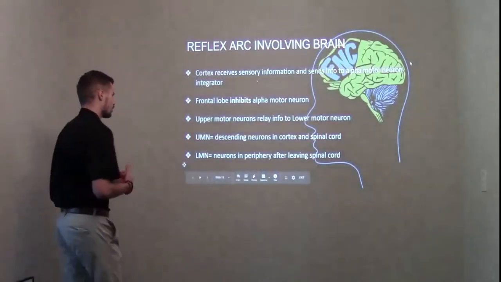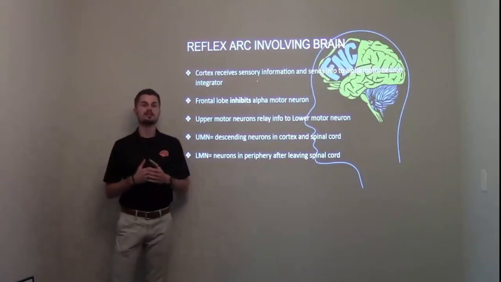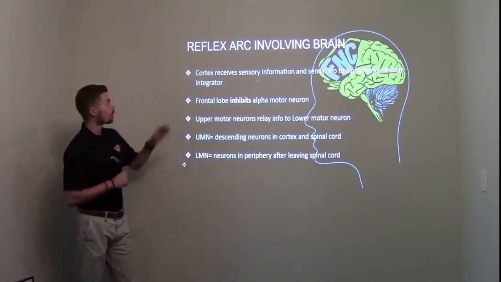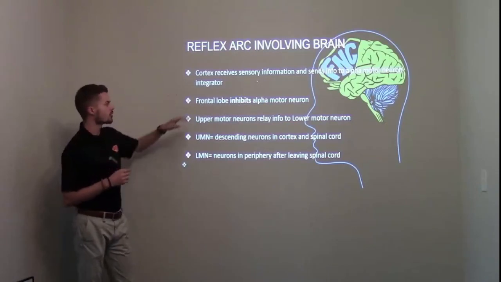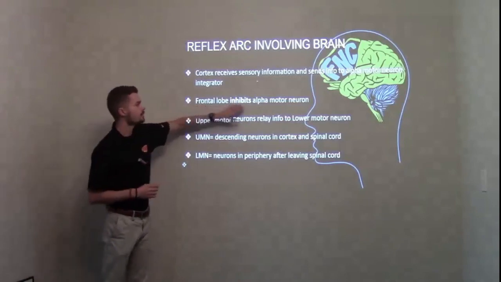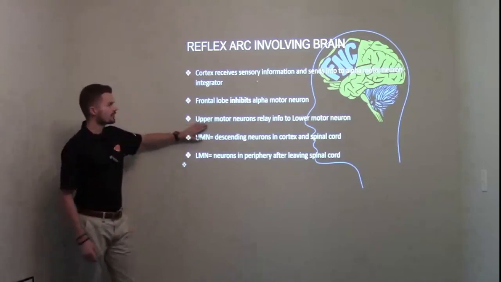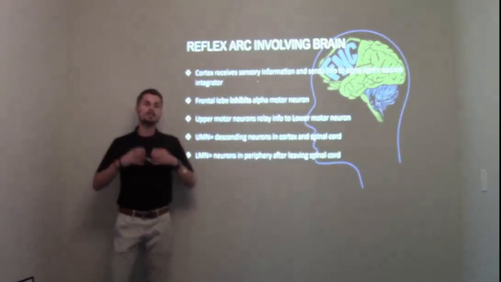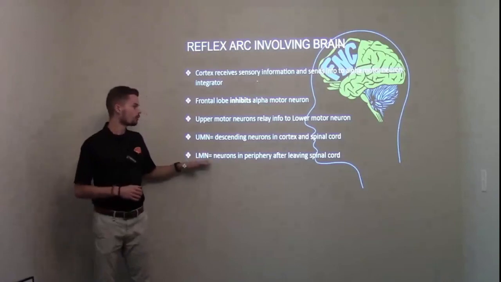Now let's talk a little bit about the reflex arc and what could be acting on those alpha motor neurons and that spinal cord that are giving us different responses when we are tapping or hitting those reflexes. So the cortex receives information and sends info to the alpha motor neuron integrator. And the job of the frontal lobe, or the cortex, the upper motor neurons, is to inhibit those alpha motor neurons. Okay, we already know this. The upper motor neurons relay info to the lower motor neurons. Okay, so the upper motor neurons are in your brain and in your spinal cord, and anything that leaves your spinal cord are your lower motor neurons.